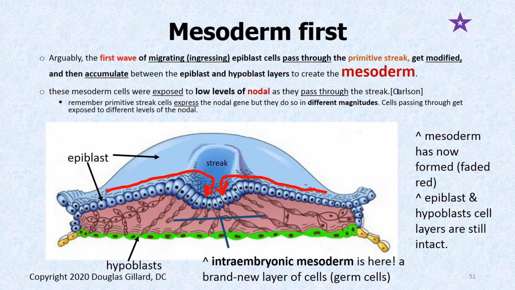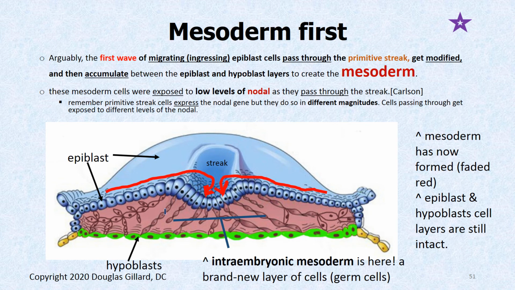All right, so this is controversial. Some authors say the endoderm forms first. Some say the mesoderm forms first. Carlson says they form at the same time, which I believe. I don't think we really know 100% sure which way it is. But for you chiropractors out there, mesoderm is going to form first. And we can see these cells are moving, going under the primitive streak cells, being programmed, and off they go.